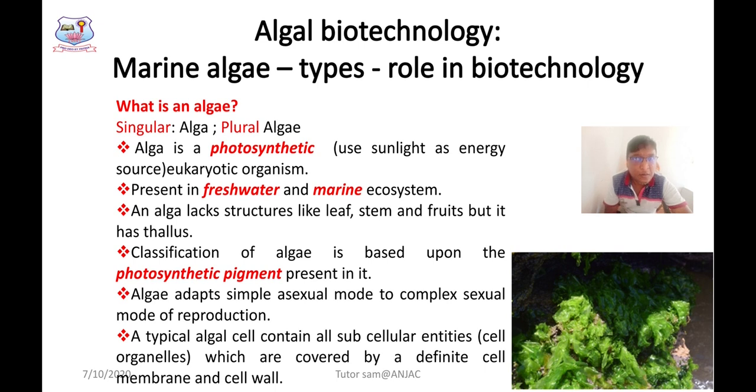And when going into detail about the classification system of algae, it is based on the pigments, photosynthetic pigments present in it. Algae adapts both sexual as well as asexual mode of reproduction, right? A typical algal cell contain all subcellular entities, which means all cellular organelles which are covered by a definite cell membrane and cell wall. That is why an algae is called as eukaryotic organism, right?